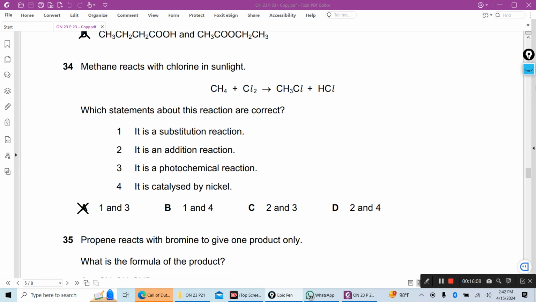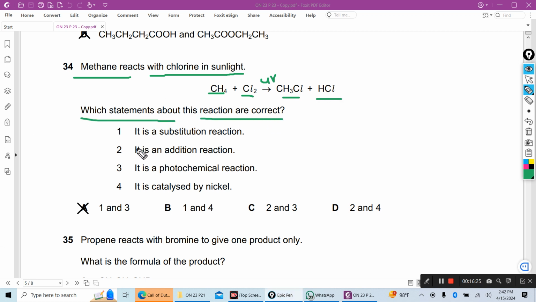34. Methane reacts with chlorine in sunlight. Chlorine, UV light, sunlight, gives chloromethane plus hydrogen chloride. Which statement about this reaction is correct? First, 1 and 3 is the right answer. Why? It is a substitution reaction. Yes, one hydrogen is substituted by a chlorine atom. 3 is right. It is a photochemical reaction because for this reaction light is needed, sunlight is needed. That's why it is a photochemical reaction. So A is the right answer.